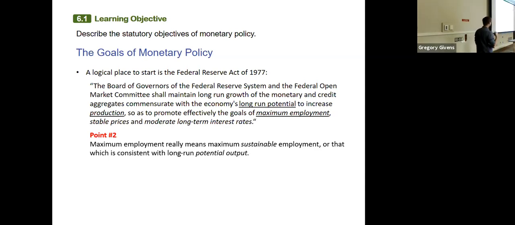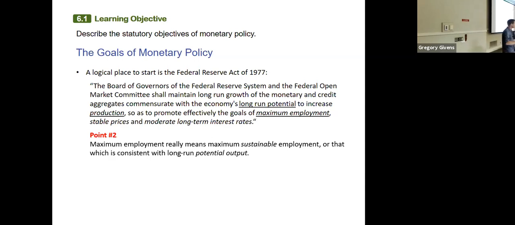The Fed basically interprets this idea of maximum employment as maximum sustainable employment. The Fed does not literally think that maximum employment means that everyone always has a job, right? In a big dynamic economy like ours, there's always going to be people that are looking for new jobs. There's a tremendous amount of churn in the labor market. So inevitably, some people are going to be unemployed.